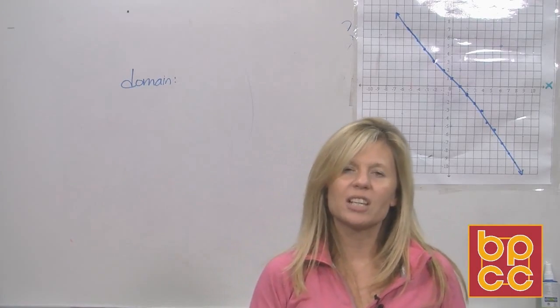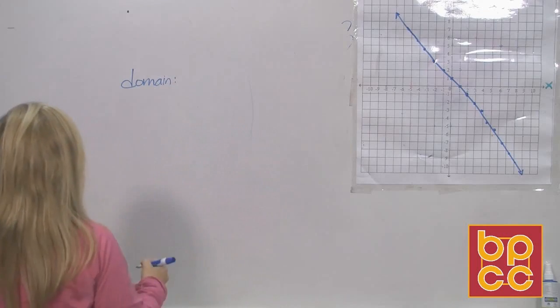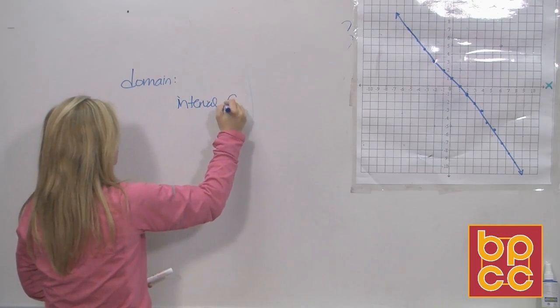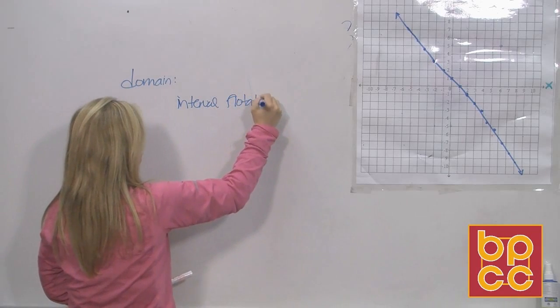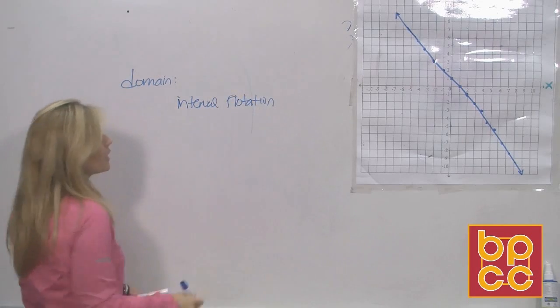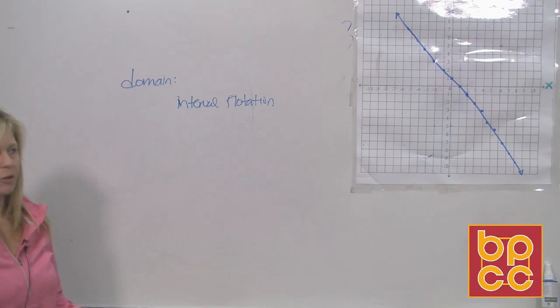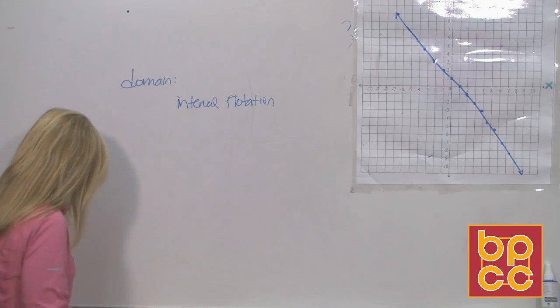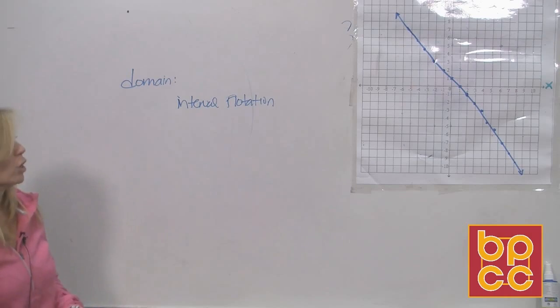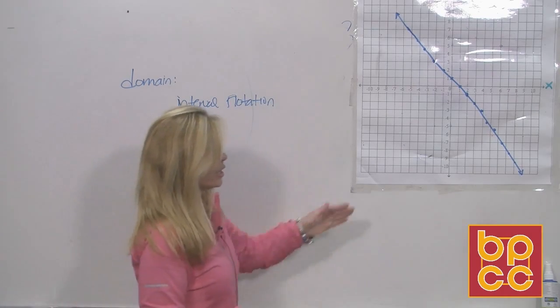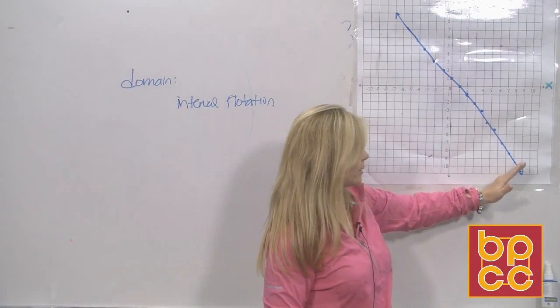So what you're going to hear is to give the domain, you're going to have to put this in what we've already learned was called interval form or interval notation. You're going to have to tell me what the smallest x value could be and what the largest x value could be. So now, when you look at the line, we talked about this already. When you look at a line, you read it from left to right.